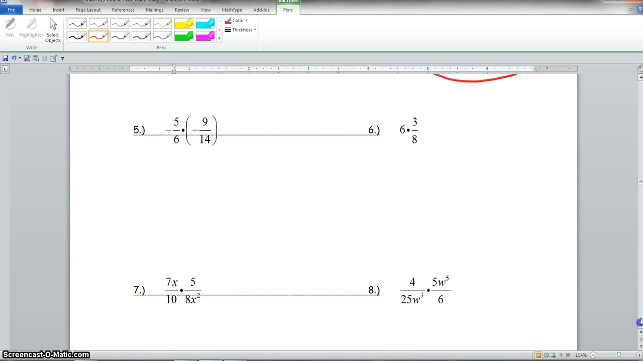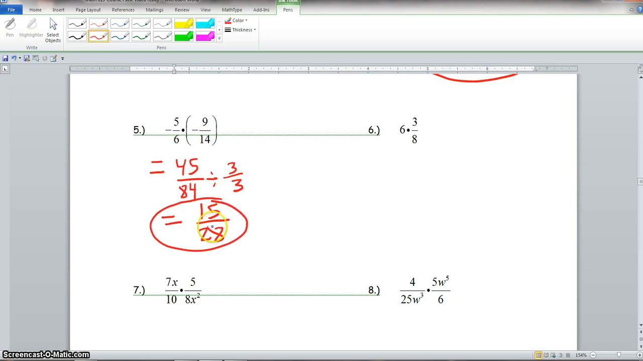Now we scroll down here to number 5. We have a negative times a negative, which we know is positive. And we multiply straight across. 5 times 9 is 45. And 6 times 14 is 84. Now we look here, 45 and 84. The greatest common factor that 45 and 84 have in common is 3. 45 divided by 3 is 15. And 84 divided by 3 is 28. And that is your final answer.